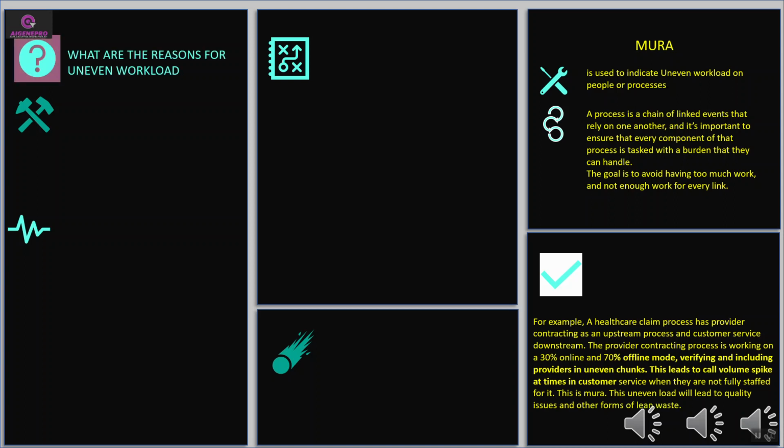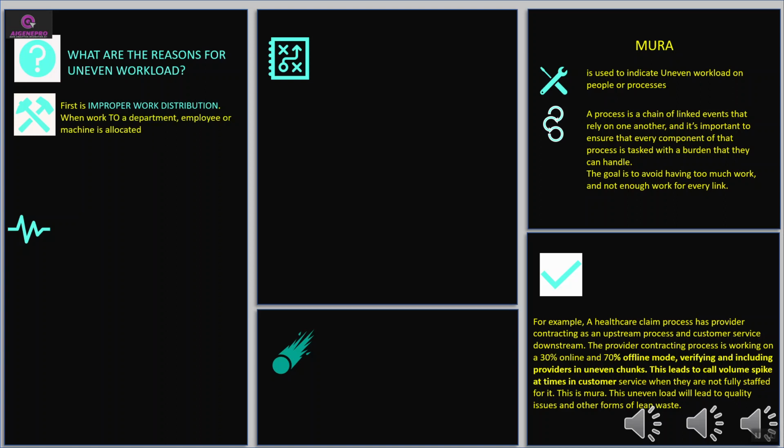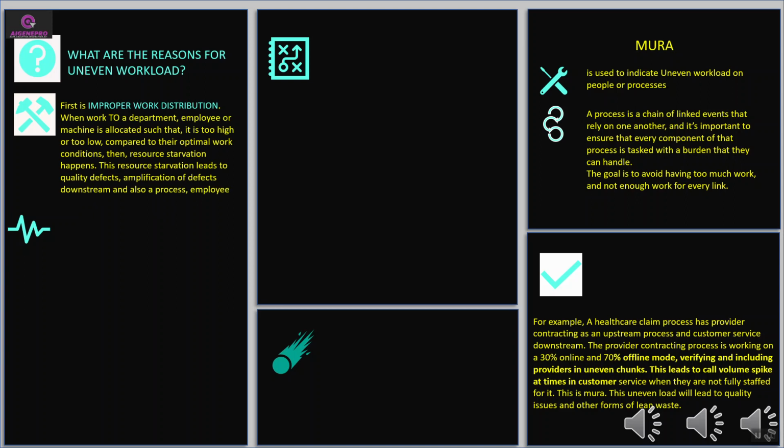What are the reasons for uneven workload? The first is improper work distribution. When work to a department, employee or machine is allocated such that it is too high or too low, compared to their optimal work conditions, then resource starvation happens. This resource starvation leads to quality defects, amplification of defects downstream and also a process, employee or equipment breakdown.